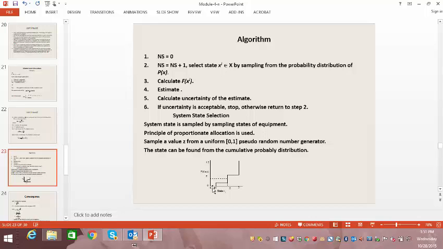So in practice, you have the probability distribution or the cumulative distribution of the random variable, which is the states. You generate a random variable between 0 and 1, and then you put that value on this axis, and then you see, for example, if the random variable is here, then the state is here. If the random variable is here, then the state vector is here, and so on.